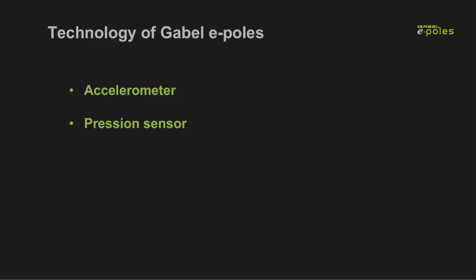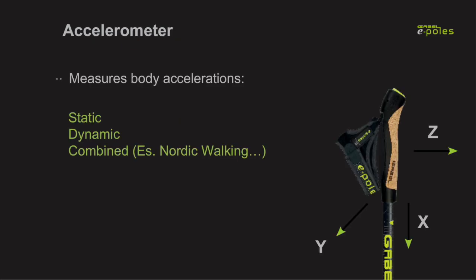The technology by Gable presents mainly an accelerometer and a pressure sensor. The accelerometer can measure the velocity of a body in 3 different directions, X, Y, Z. The accelerations could be static, dynamic, or combined. The last one could be useful for people who use the pole, not only for Nordic Walking.